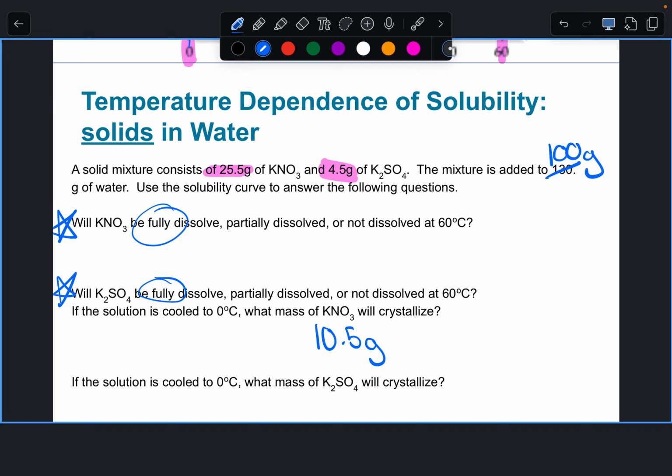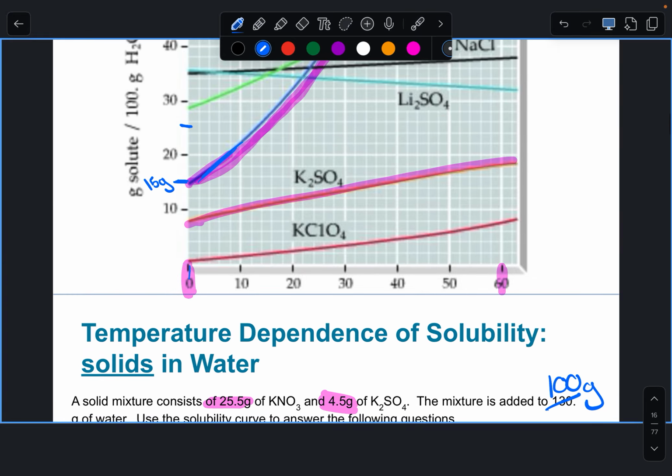Another way of talking about that is that the solution is now saturated with that additional mass crystallized out. And then the potassium sulfate, which was 4.5. At 0 degrees Celsius, we can still dissolve all of that. So it's still not saturated at that temperature and that mass. It's still completely dissolved. There won't be any solid at that point, or it's unsaturated.